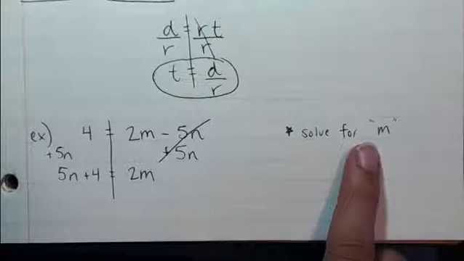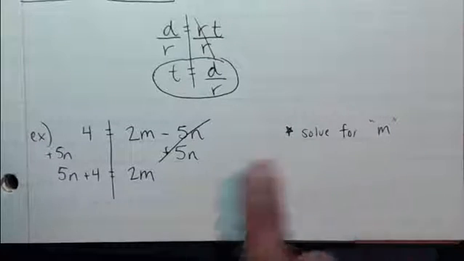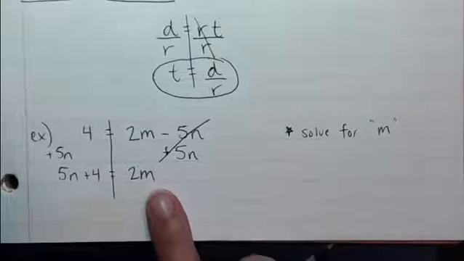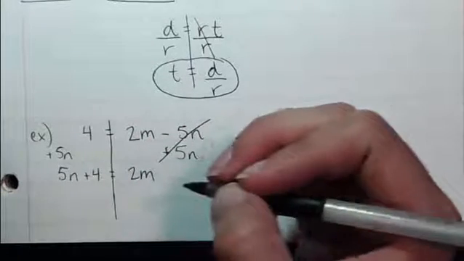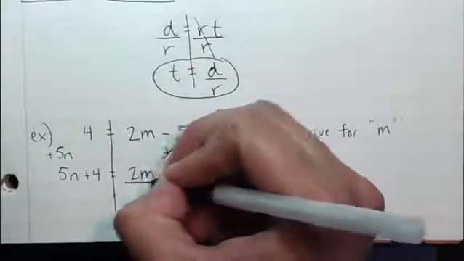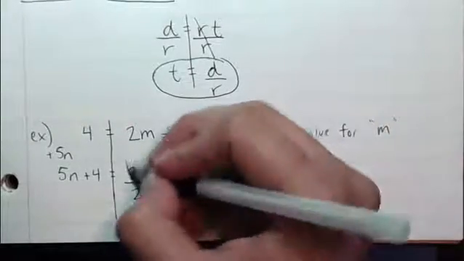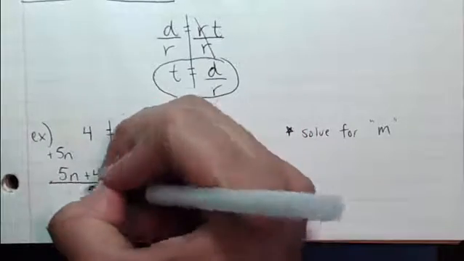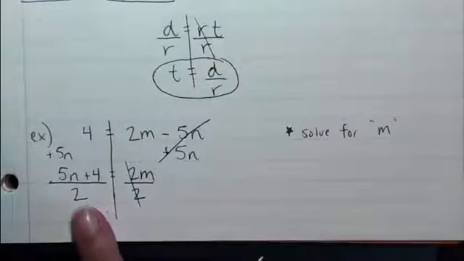Now again, we have to remember what we're solving for here. We're solving for m. So it's 2 times m right now. What's the opposite of multiplication? It's division. So I'm going to divide by 2 on both sides. Whatever I do to one side, I have to do to the whole entire other side. So I divide the whole side by 2.